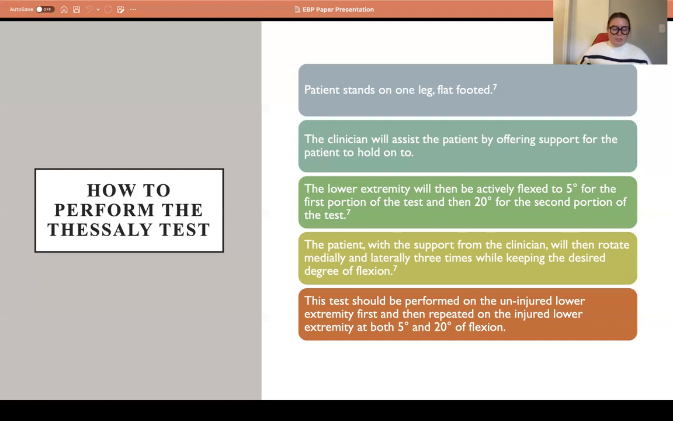A positive test for the Thessley test is if the clinician notes any discomfort along the medial or lateral joint line or any locking sensations of the knee.